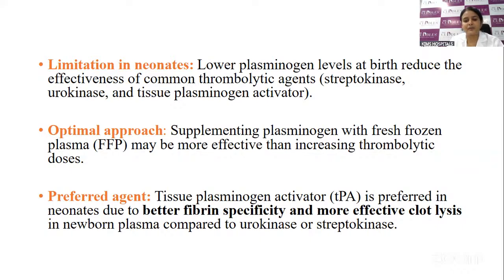If plasminogen activity is required to be improved, fresh frozen plasma at the rate of 10 ml per kg has to be given instead of increasing the thrombolytic doses. The preferred agent is tissue plasminogen activator, due to its better fibrin specificity and more effective clot lysis.